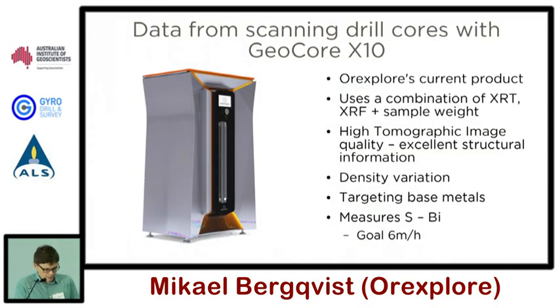The machine itself is about 2 meters high, slightly more than 1 meter wide and 90 centimeters deep. It uses this combination of techniques, gives these tomographic images, also weighs the sample so that you get the density variation, and we are targeting the base metals with this machine. It measures from sulfur to bismuth, and the goal for it is to measure at the speed of 6 meters per hour.